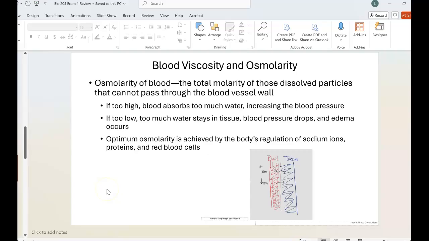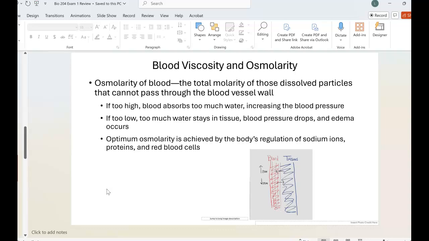Now, this can also play a role in our blood pressure as well. And we're going to talk a lot about blood pressure in the cardiovascular system. So we did some examples of if our blood has a high osmolarity, that means it's going to have a lot of solutes. And that means that there's going to be more water in the tissues. Water is going to go from high to low. It's going to leave the tissues and go into the blood. Now the blood is going to have more volume. That's going to put more pressure on our blood vessels. That's going to increase our blood pressure.